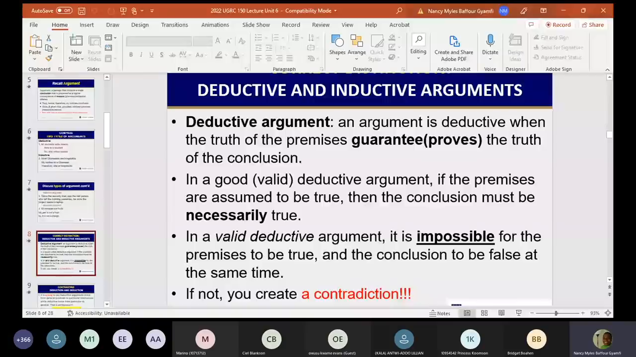In a good or valid deductive argument, if the premises are assumed to be true, then the conclusion must be necessarily true. In a valid deductive argument, it is impossible for the premises to be true and the conclusion to be false at the same time. If not, you create a contradiction. Excellent. We have said it over and over again. It's just a read over for you to see what that means now.